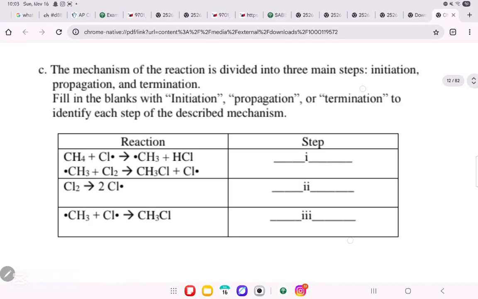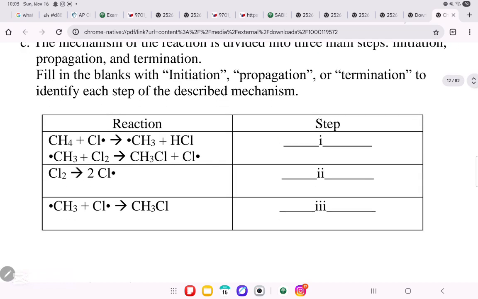What does it say? It says the mechanism of the reaction is divided into 3 main steps: initiation, propagation, and termination. Fill in the blanks with initiation, propagation, or termination to identify each step of the described mechanism. So initiation is the initiating step, and usually in the initiation step, what happens? The energy from the sunlight breaks the Cl-Cl sigma bond homolytically, so it will form 2 Cl free radicals. So this is my initiation step.